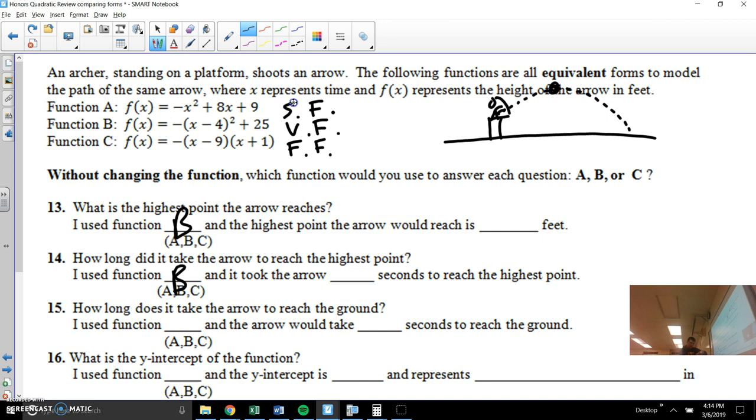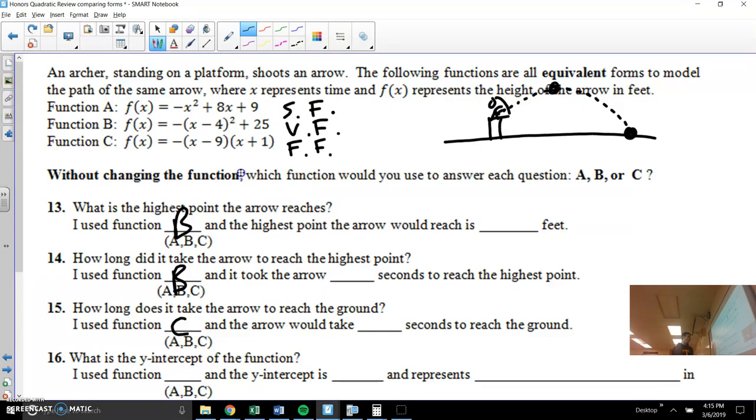15, how long, a question about time: how long does it take the arrow to reach the ground? So if I'm thinking about when it hits the ground, which of these forms really talks about the x-axis, where it hits this particular place? And hopefully you're thinking about factored form. Factored form would be equation C. And so if I set each of these equal to 0, which of these numbers will tell me how long it takes to reach the ground? So think about the third one, C, and think about how many seconds it's going to take for it to hit the ground there.